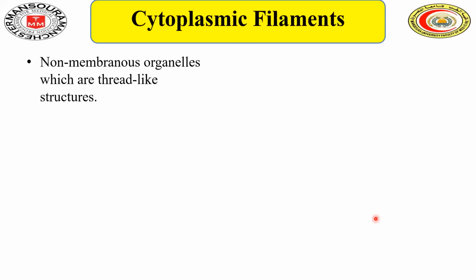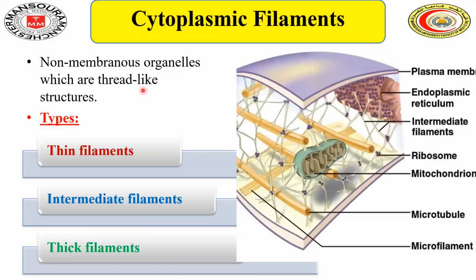Cytoplasmic filaments are the remaining non-membranous organelle. From the name, a filament means a thread, so they are thread-like structures. Thread-like means that they are very thin and do not have a cavity in the center like the tubule. They are just a filament. We have 3 types of microfilaments according to the thickness or diameter: thin, intermediate, and thick. From its name, we can detect its diameter. So we have the thin type, the thick type, and in between we have the intermediate type.